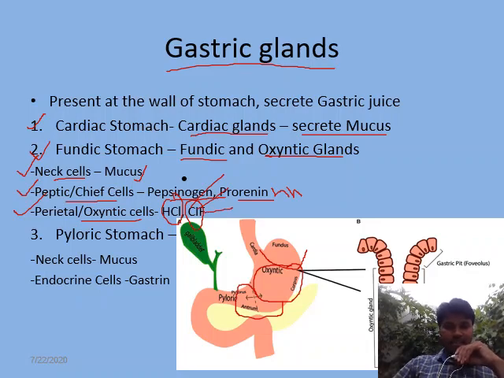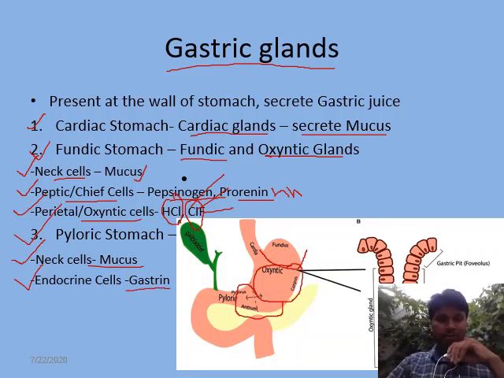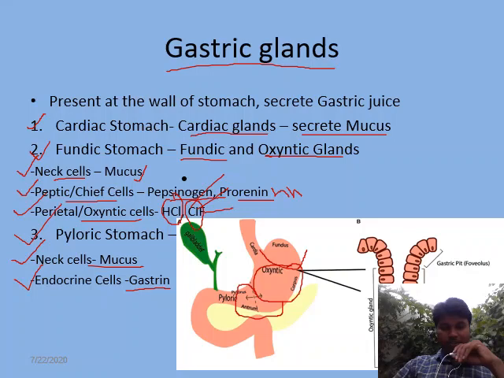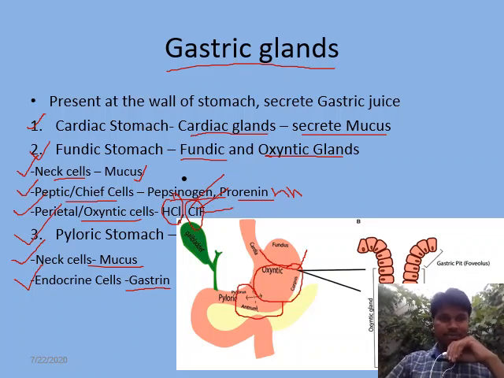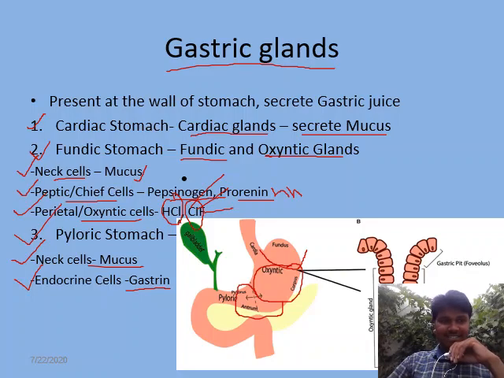Okay, and the next part is pyloric stomach. It has neck cells and endocrine cells. Neck cells secrete mucus, endocrine cells secrete the gastrin, which is actually a hormone. Okay, we will learn about the function of this pepsinogen, prorenin, HCl and CIF in the physiology of digestion, that is in the next slide.